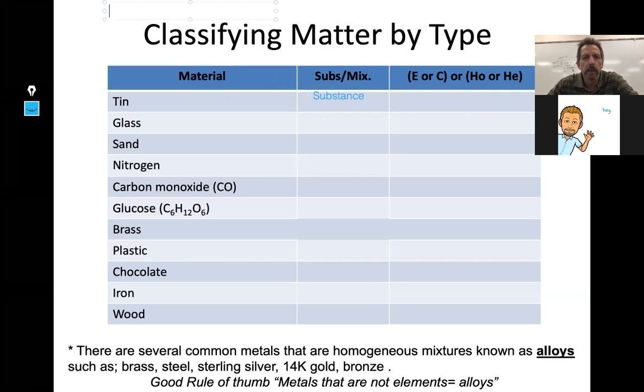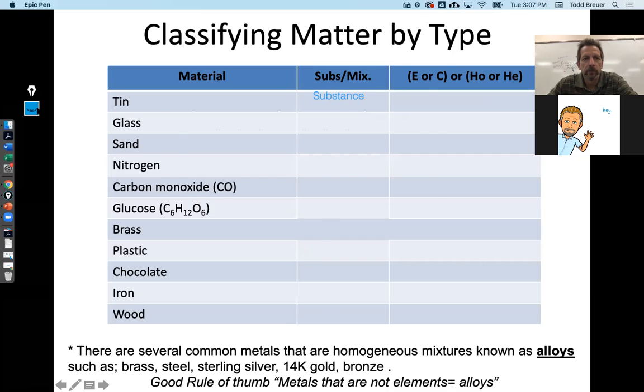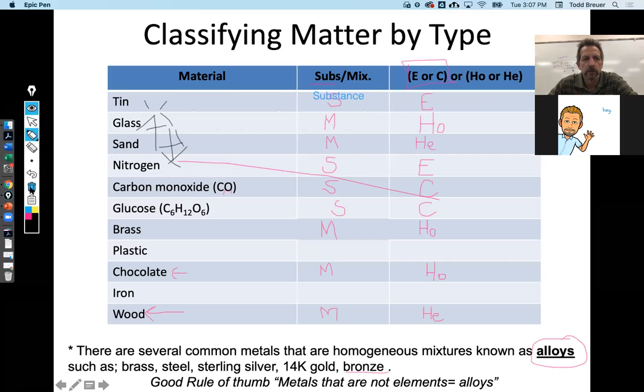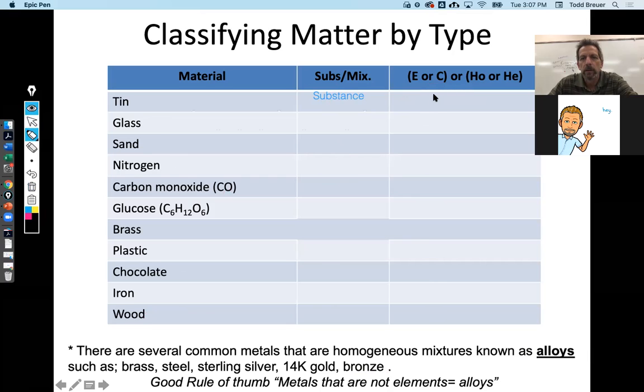So what we need to do then is say, okay, since it's on the periodic table, we're going to come over here and fill in the idea that we know this is an element. Let's just write it in: element. So if it's found on the periodic table, we call it an element. It's a pure form of matter called a substance. So that's the starting point.